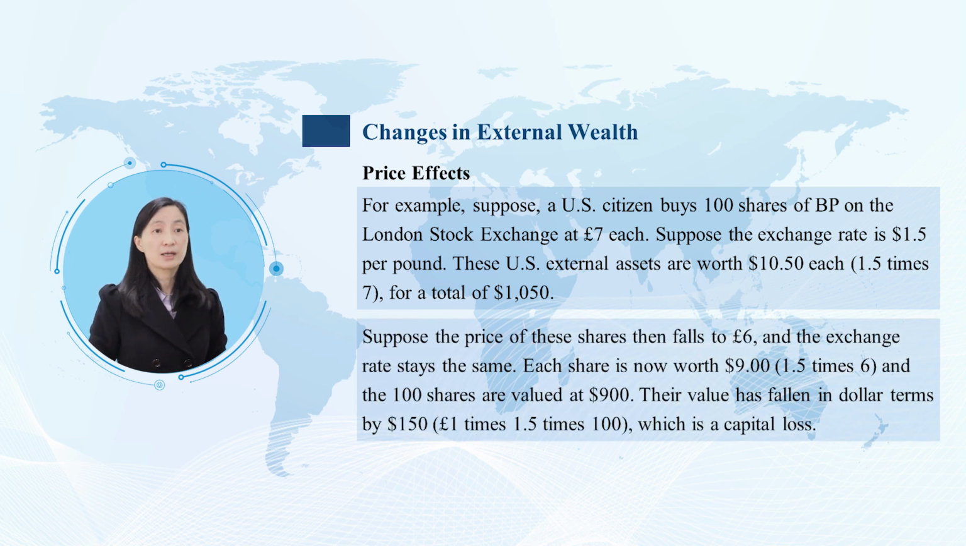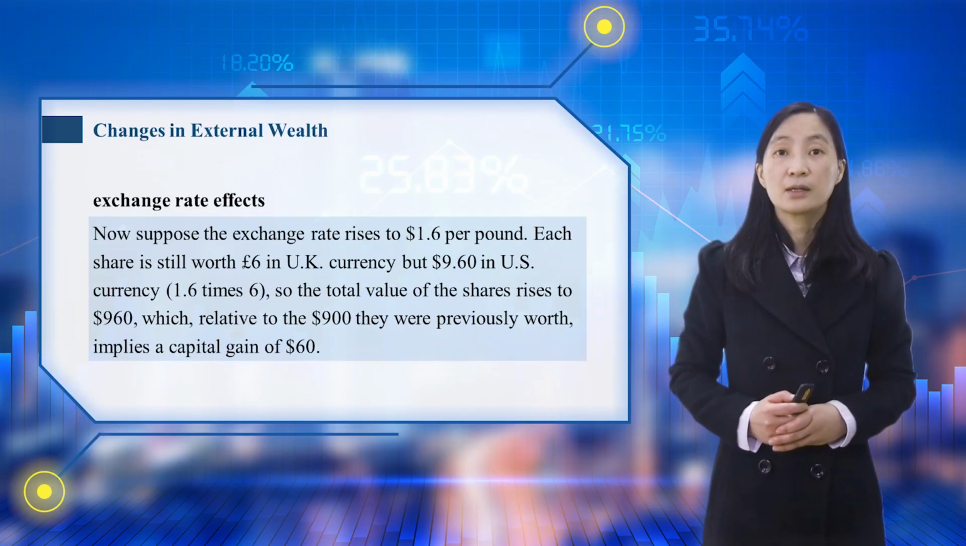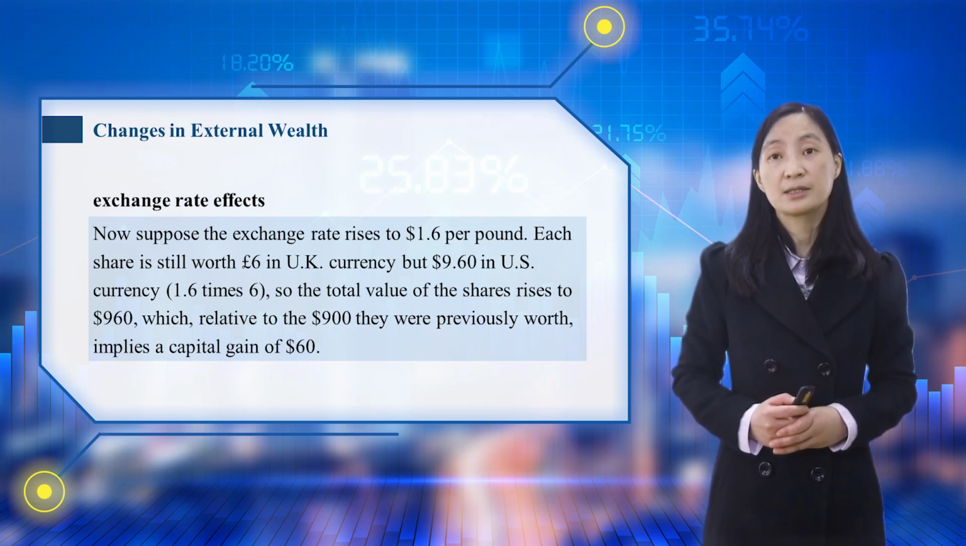$1,050. Suppose the price of these shares then falls to 6 pounds, and the exchange rate stays the same. Each share is now worth $9, 1.5 times 6, and 100 shares are valued at $900. Their value has fallen in dollar terms by $150, 1 pound times 1.5 times 100, which is a capital loss. This is an example of a price effect.